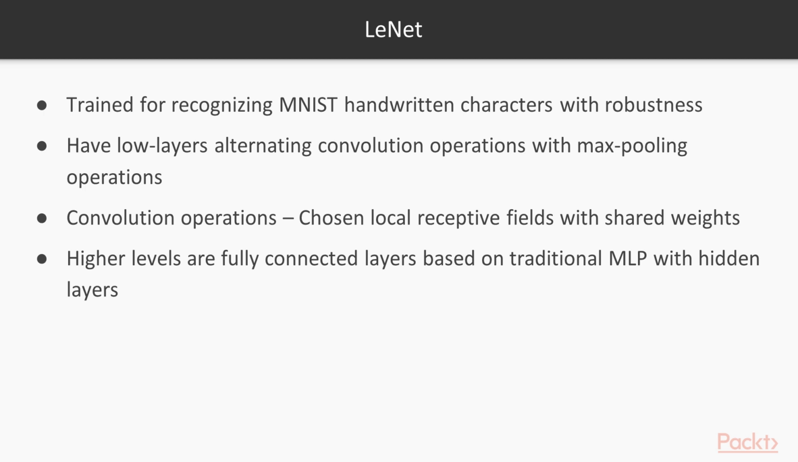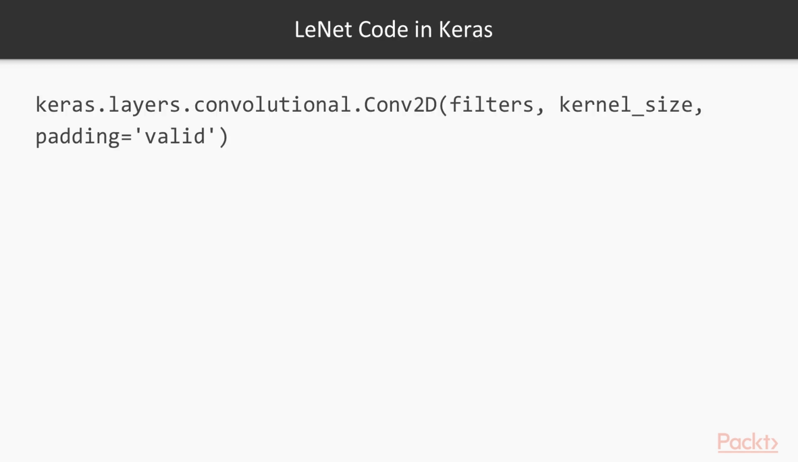Let's see an example of DCNN, LeNet. LeNet trained for recognizing MNIST handwritten characters with robustness to simple geometric transformations and to distortion. The key intuition here is to have low layers alternating convolution operations with max pooling operations. The convolution operations are based on carefully chosen local receptive fields with shared weights for multiple feature maps. Then, higher levels are fully connected layers based on a traditional MLP with hidden layers and softmax as the output layer.